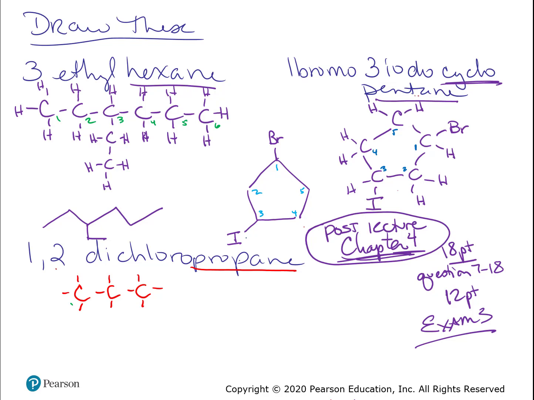So you can number it 1, 2, 3. You can number it in reverse, 1, 2, 3. Doesn't really matter. But off of carbon 1, you're going to hang a chlorine. Off of carbon 2, you're going to hang a chlorine. And then that covers this 1,2-dichloro. We've already done the propane.